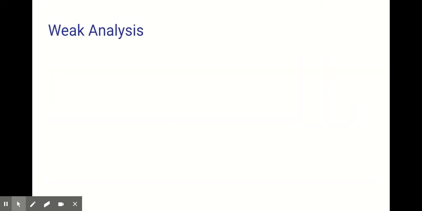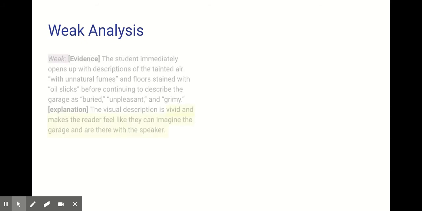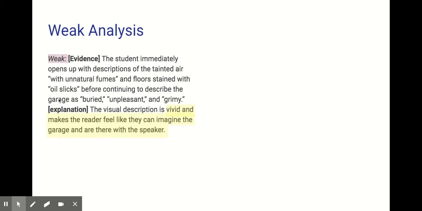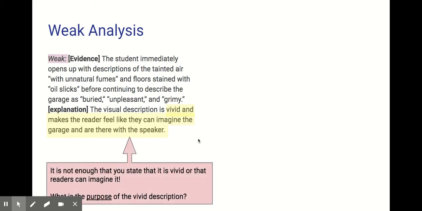Another thing to avoid is weak analysis. So if we were to take a look at our evidence and explanation, it's the same good evidence from before, but the explanation says the visual description is vivid and makes the reader feel like they can imagine the garage and are there with the speaker. While on the surface that sounds good, it is not enough to state that it is vivid or that readers can imagine the scene. That's the point of imagery.